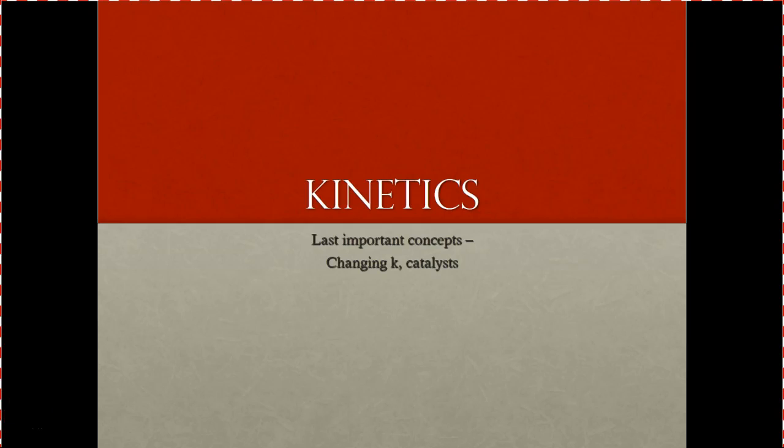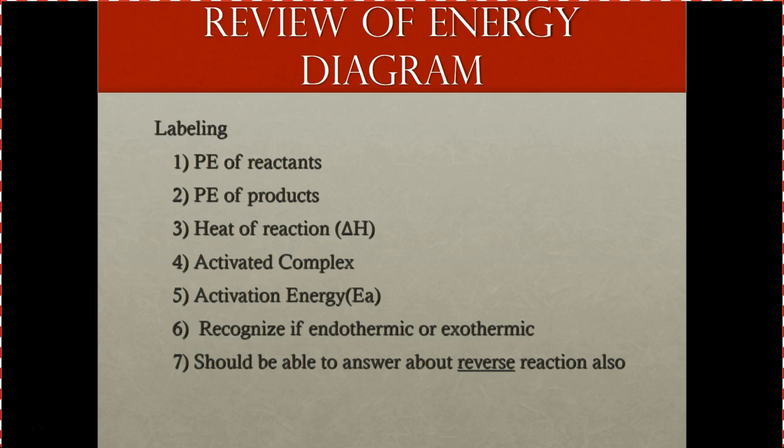Okay, today we're going to do the last important concepts of kinetics, changing K and catalyst. The first one, changing K, introduces an equation called the Arrhenius equation that is not going to be a part of what we will be doing in this class. It will not be on the test, but you will see it if you take intro-level chemistry in college. So I'm going to make sure that you see it. And then the most important concept here is called catalysts. So let's go forward from here.